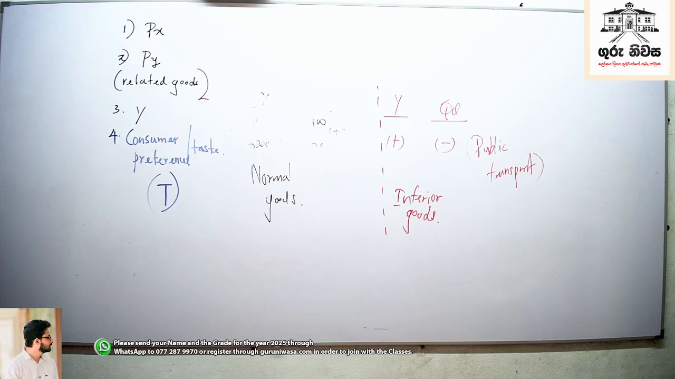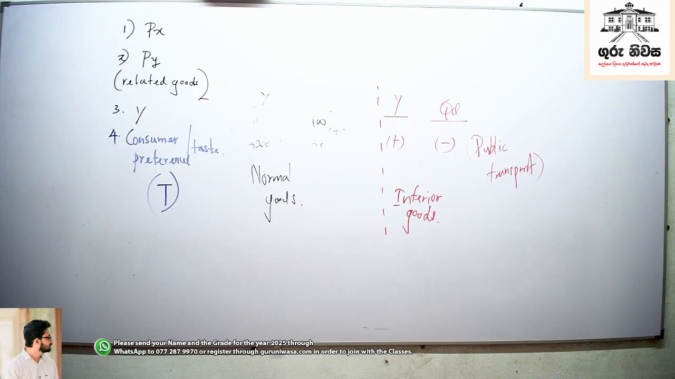Like in 2010, 2019, 95, there was a huge demand for television, TV. But now I can see the demand for TV has decreased. These are consumer taste or preference. It depends on the time, maybe changes in cultural and social factors. Okay, consumer taste, fourth one. Fifth one, write down.